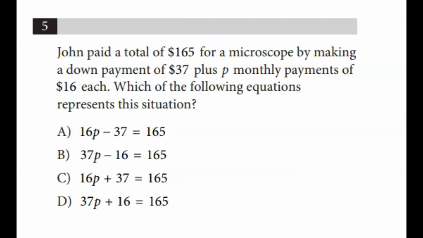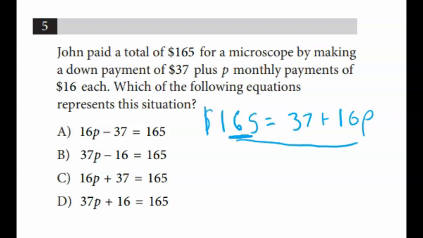All right, number 5. John paid a total of $165 for a microscope by making a down payment of $37 plus P monthly payments of $16 each. Okay, so he paid a total of $165. And this is because he had a down payment of $37 and then P payments of $16. Which of the following equations represents this solution? All right. Well, I drew it out, and this makes sense because this is all that he paid. He paid this one time, and then followed by $16 a month, or P monthly payments. And so let's just see what matches this.